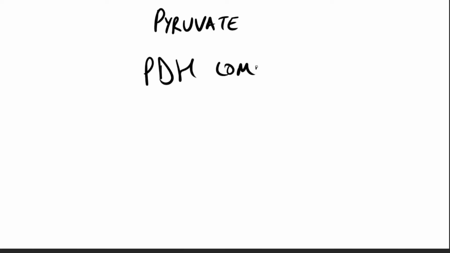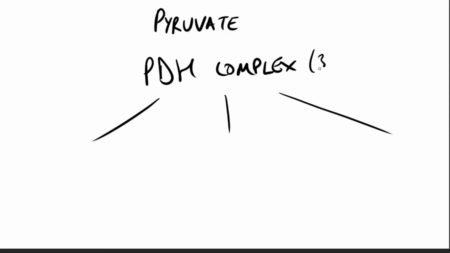Now we'll start where we ended in our last video with pyruvate, which is the end product of aerobic glycolysis, and it must be transported into the mitochondrion through the inner mitochondrial membrane before it can enter the citric acid cycle, because that takes place in the matrix. Now this is accomplished by a specific pyruvate transporter. Once it is in the matrix, the pyruvate is converted to acetyl coenzyme A by the pyruvate dehydrogenase complex.